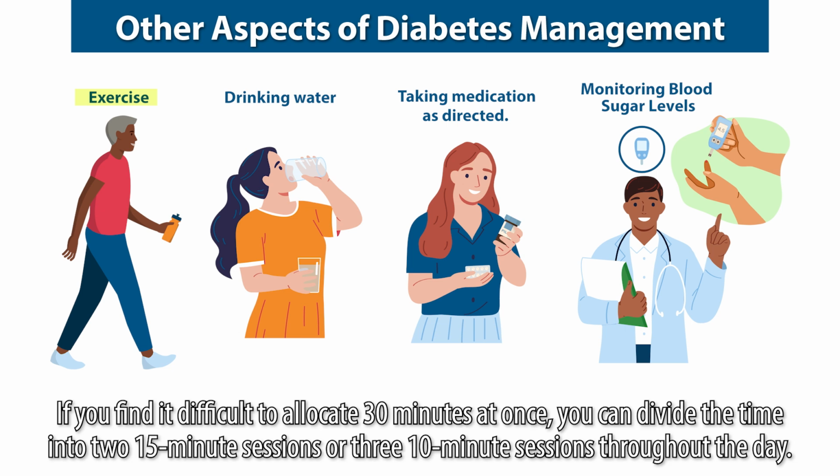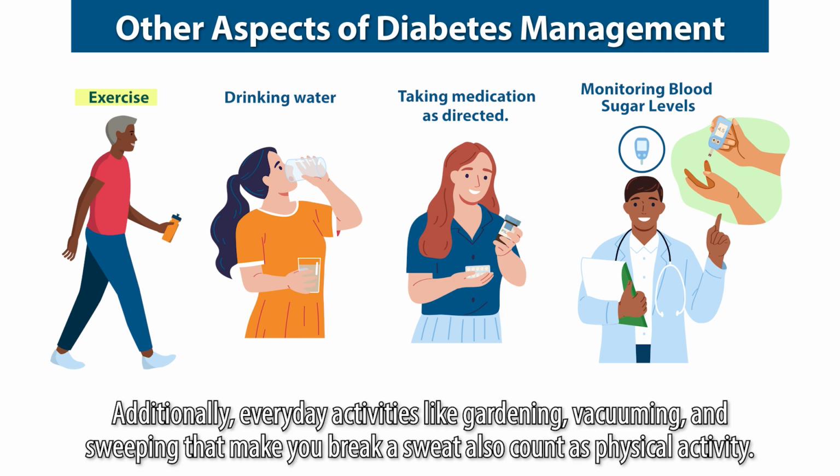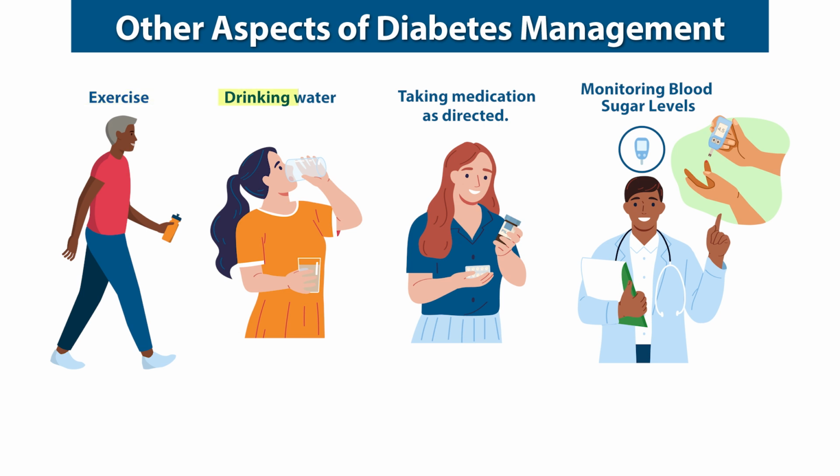If you find it difficult to allocate 30 minutes at once, you can divide the time into 2 15-minute sessions or 3 10-minute sessions throughout the day. Try to engage in physical activity on most days and avoid going more than 2 days without it. Additionally, everyday activities like gardening, vacuuming, and sweeping that make you break a sweat also count as physical activity.